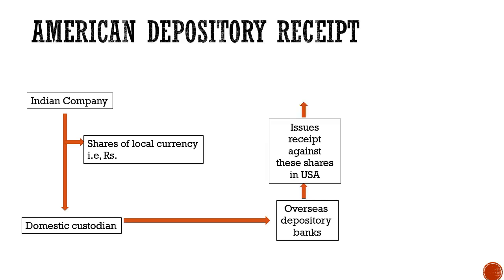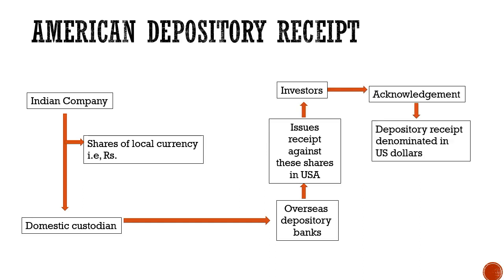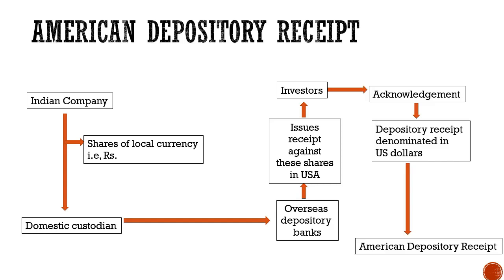Thus it informs the investors and gives them an acknowledgement. It also gives them a depository receipt which is denominated in US dollars only. That receipt is nothing but the American Depository Receipt. So it was similar to your global depository receipt. The only difference was that here the receipt is issued against shares in USA and it is only denominated in US dollars.